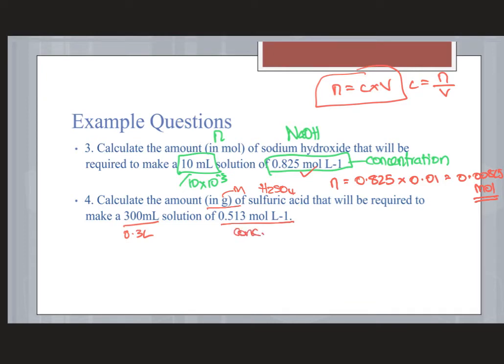Okay, so first things first, I can see that I have a concentration and a volume, and therefore I can work out mole. And then once I have mole, I have molar mass, and I can work out my mass. So first things first, let's start with our concentration. If we have concentration and volume and we want to find n, we're going to use this one here: n is equal to c times v.